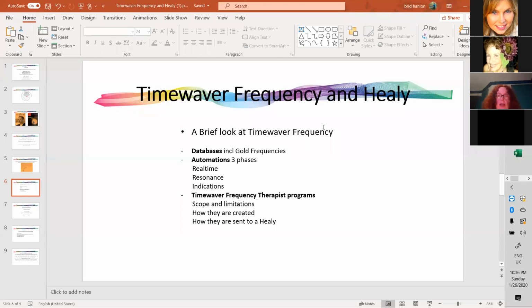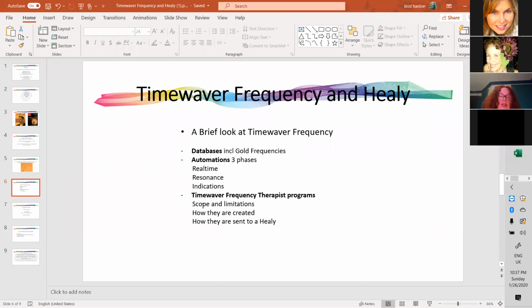So if you have a Healy already, you will be aware that there is a page on your Healy called Therapist Programs. And there are 12 spaces in there, empty initially. And those 12 spaces can be filled with individual programs that have been created by a Timewaver Frequency Therapist for you specifically on request. I want to say something about the scope and limitations of this.